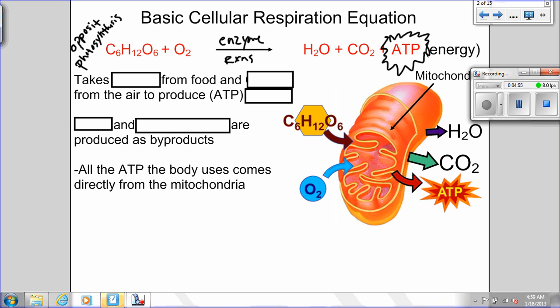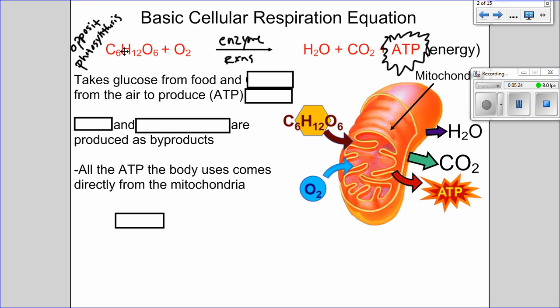If you go back to your photosynthesis notes, you will notice that water, carbon dioxide, and solar energy are going to give you glucose and oxygen. Whereas in cellular respiration, it's the exact opposite: your reactants are now glucose and oxygen, and they react to give you your water, your carbon dioxide, in order to create your ATP. So cellular respiration takes glucose from food that we eat, which we break down and digest, and the oxygen from the air that we breathe in order to produce ATP, which is our energy source.